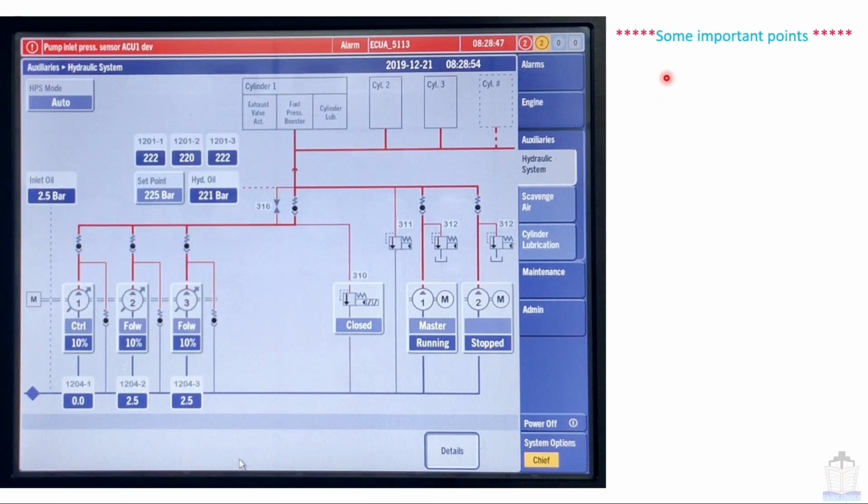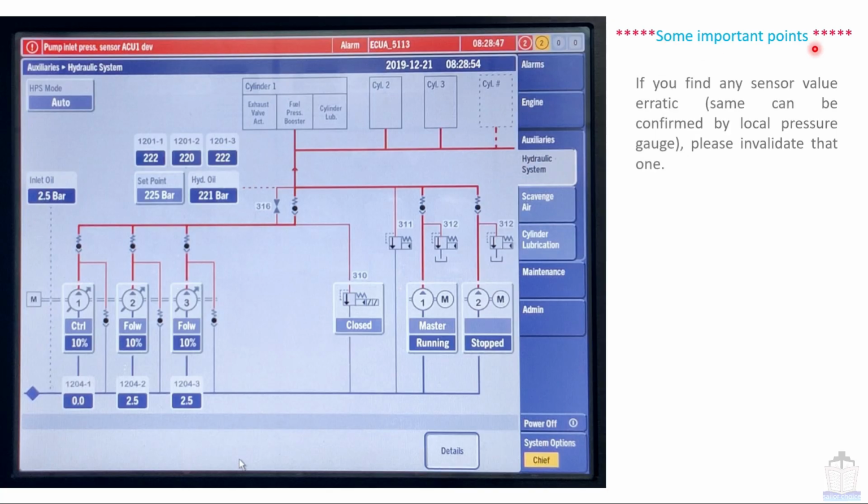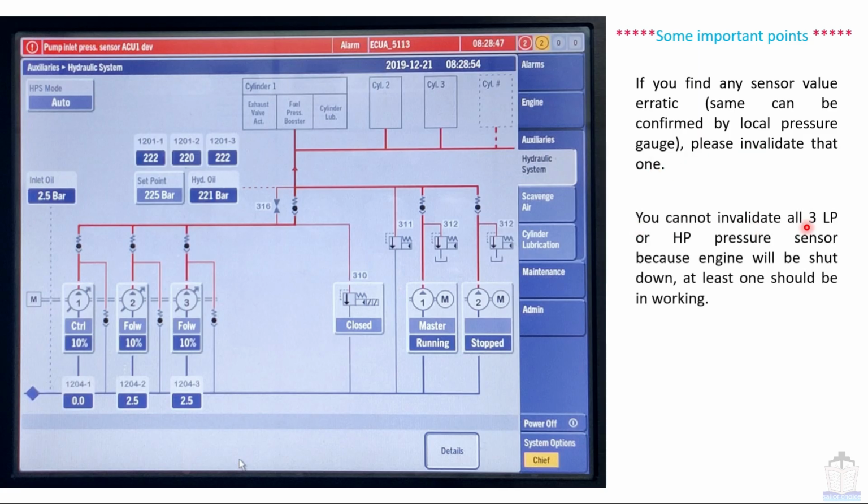Okay, now we are moving next. Here we are going to discuss some important points. If you find any sensor value erratic, same can be confirmed by local pressure gauge. Please invalidate that one. You cannot invalidate all 3 LP or HP pressure sensors because engine will be shut down. At least one should be working. That means all these 3 and all these 3 cannot be invalidated. At least one channel from here and one channel from here must be in working condition.